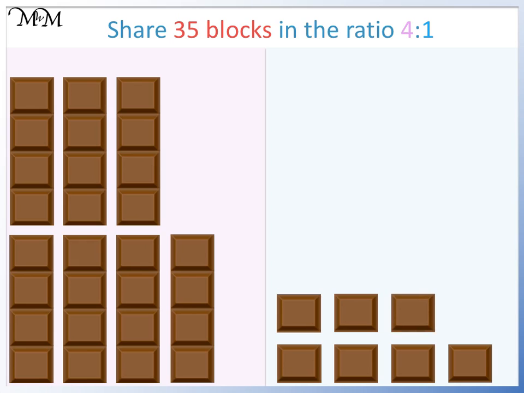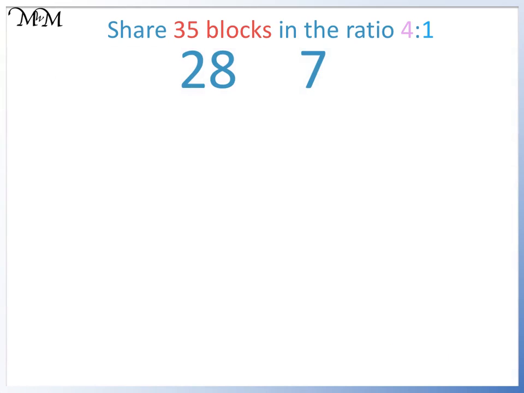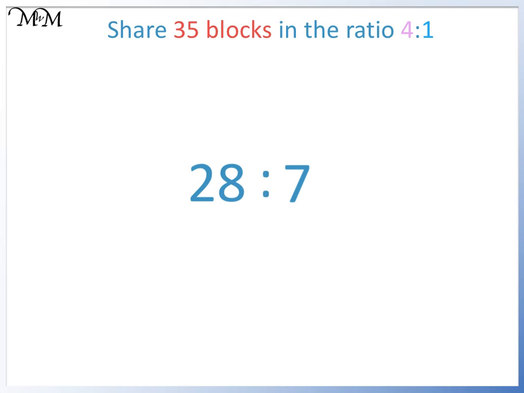On the left we have 1, 2, 3, 4, 5, 6, 7 lots of 4, which equals 28. And on the right we have 1, 2, 3, 4, 5, 6, 7 lots of 1, which equals 7. So we have placed 28 blocks in the pink pot and 7 in the blue pot. From our ratio of 4:1, we now have a ratio of 28:7.